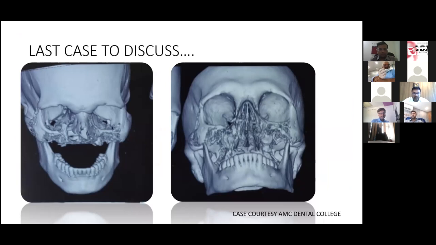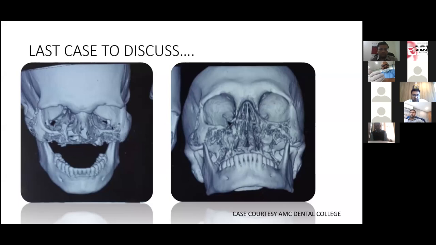this is a case courtesy of my institution, AMC Dental College and Hospital. This is the patient which we received just a few days back. The patient has already been operated for mucor. Now the patient is not having any complaint or any kind of pus discharge or anything. But when we took the post-op OPG, the patient is still having this kind of picture, which looks like the patient is still having an active mucormycosis, while the patient is not having any complaint. The patient is looking for a rehabilitation right now in this case.